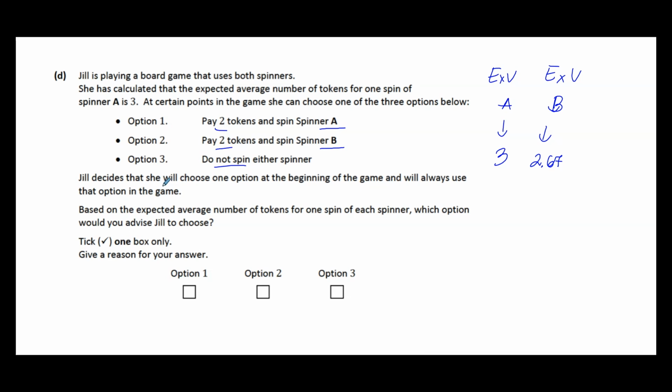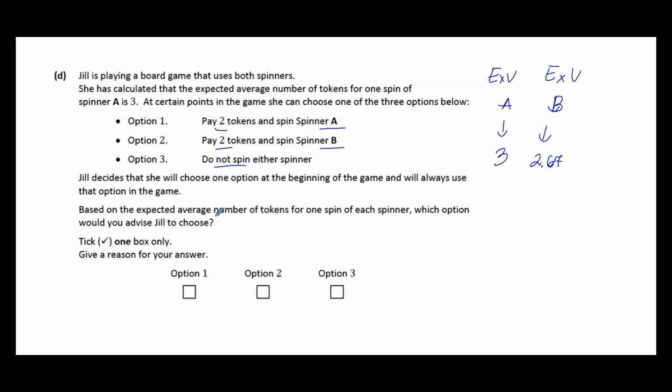What's the idea of the game? To get the biggest number of tokens, isn't it? That's the point. Based on the expected average number of tokens for one spin of each spinner, which option would you advise Jill to choose? So that's what I'm saying.